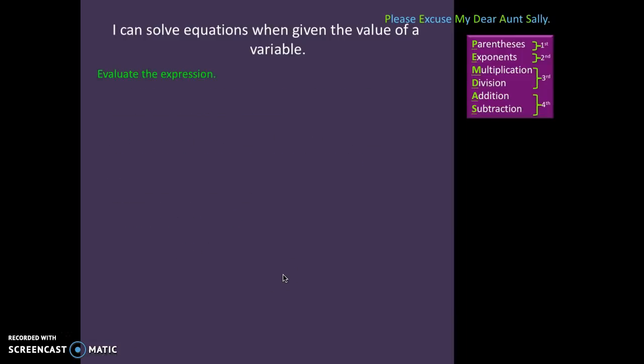Let's try another one. Evaluate the expression basically means solve it. So m minus 4 7/10, and where we see an m, we're going to put in the number 10. So that would mean 10 minus 4 7/10, and when we actually do that subtraction, we get 5 3/10. Let's look at another one.